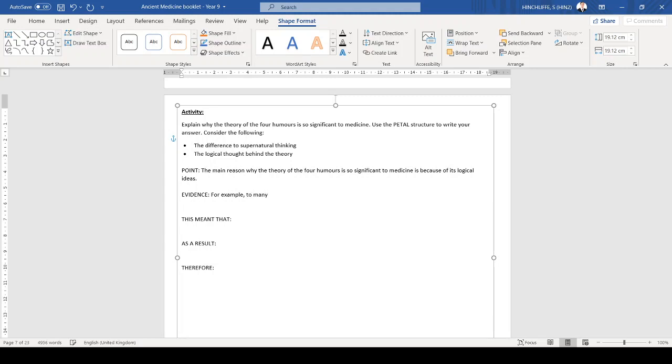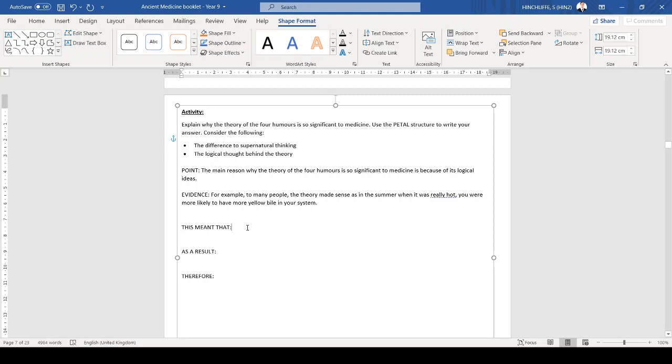Many people, the theory made sense as in the summer when it was really hot, you're more likely to have more yellow bile in your system. There's the evidence. It meant that the theory is logical.